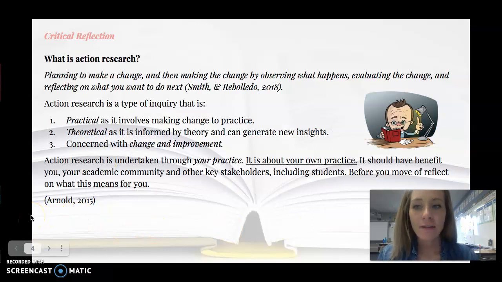So to dive right in, what is action research? Action research is planning to make a change and then making the change by observing what happens, evaluating the change, and reflecting on what you want to do next. So to break that down, action research is a type of inquiry that is practical, theoretical, and concerned with change and improvement. Action research is undertaken through your practice. It's about your own practice, so you can bring that into your own professional job and make changes.